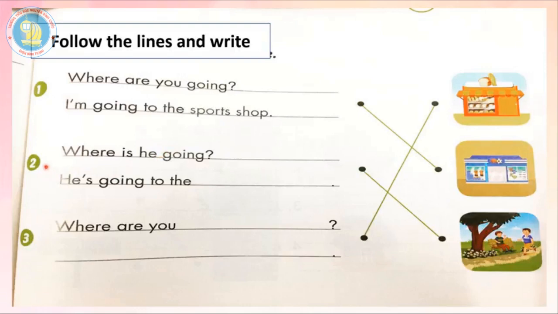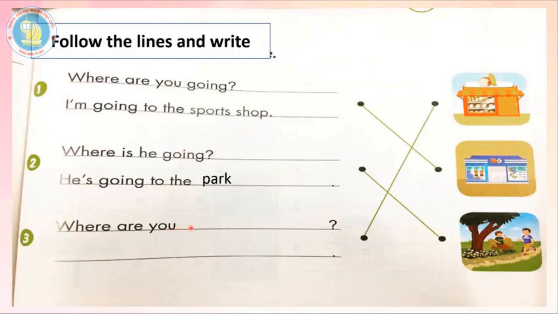You look at number two. Where is he going? Look at the line. Where is it? A park. That's right. Park. Then you write, he's going to the park. Very good. Now repeat. Where is he going? He's going to the park. Well done.